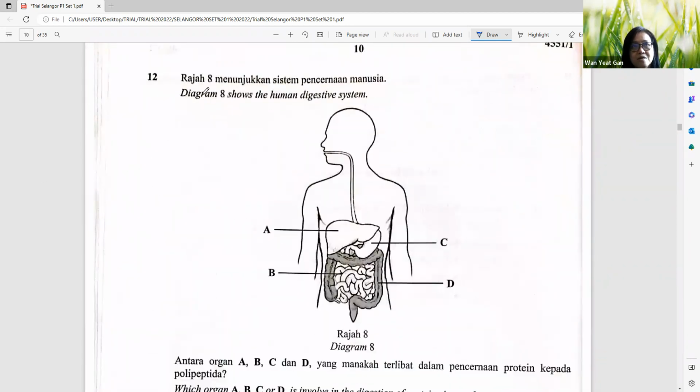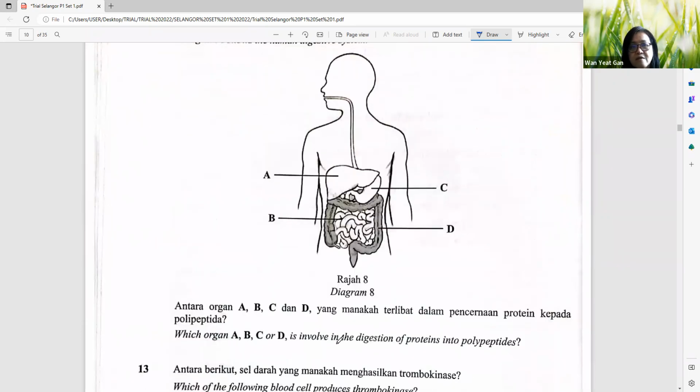Number 12. Diagram 8 shows the human digestive system. Which organ is involved in the digestion of protein into polypeptide? Okay, so protein digestion occurs first in the stomach. So the answer is C.